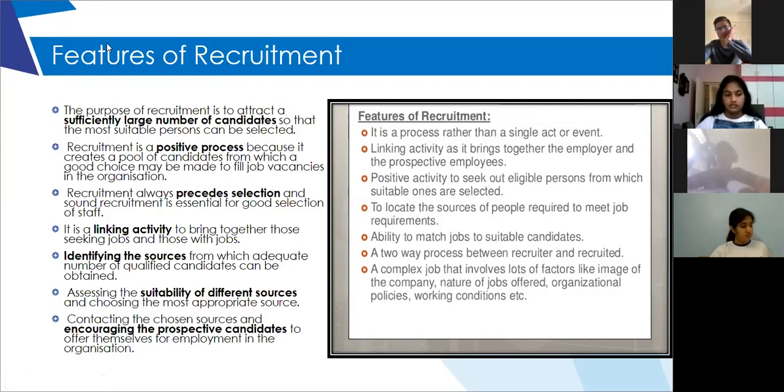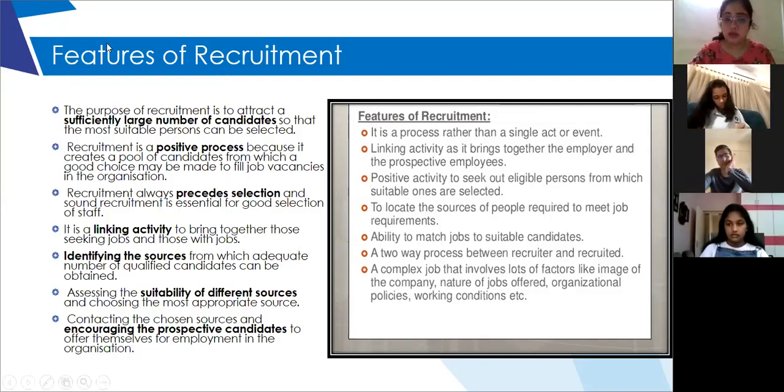Precede means comes before. Recruitment always comes before selection. This is again an important feature. And sound recruitment is essential for good selection of staff. It is a linking process because it brings together those seeking the job and those with the job.